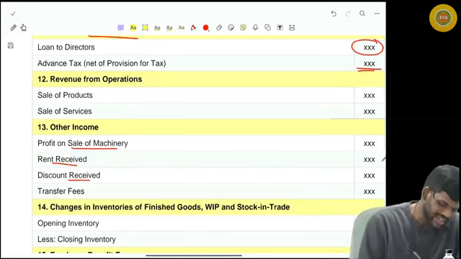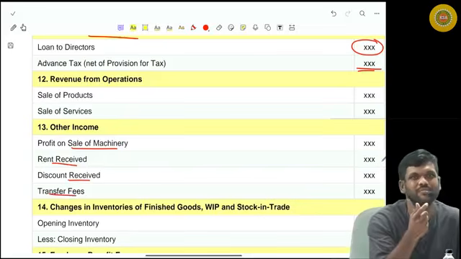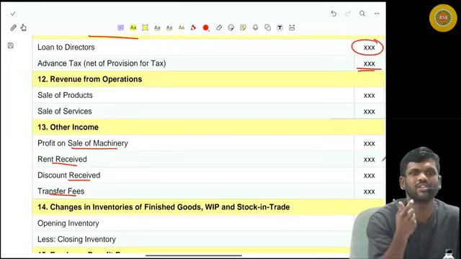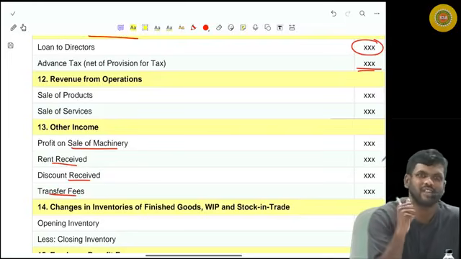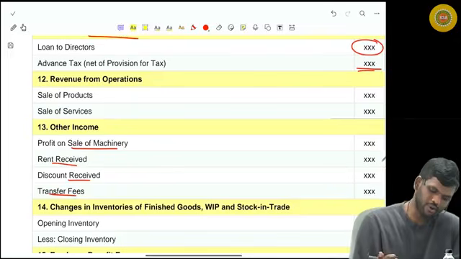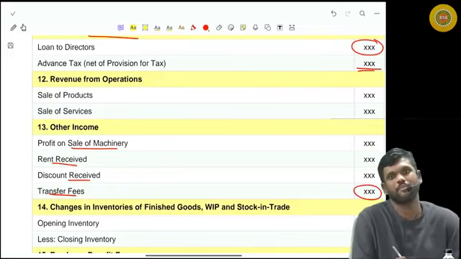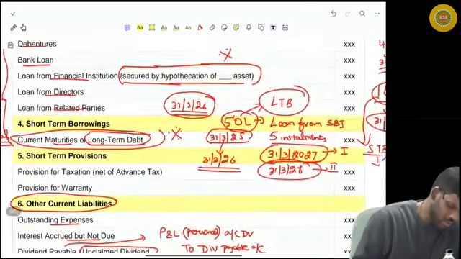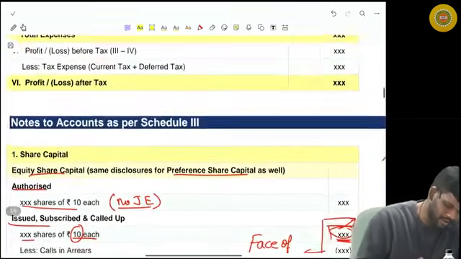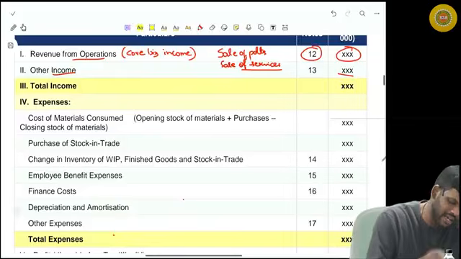Discount received, transfer fees. Transfer fees is nothing but whenever you are transferring your membership to somebody, you will collect something called transfer fees. That is also not a part of your core operations, show it as a part of other income. Okay, so be clear as to what should come in revenue from operations and what should come in other income.